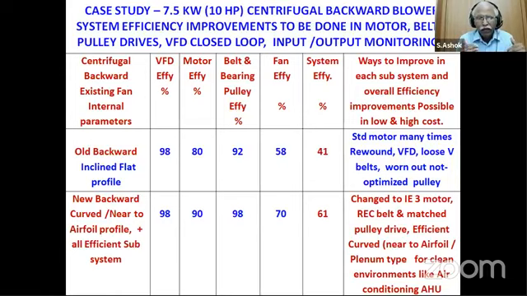the new backward impeller. The first AHU, the existing AHU, was having a standard motor, many times rewound, with belts and pulleys worn out, no optimized pulley ratio, and no VFD. In the second one, we are able to change the impeller to a near-airfoil profile. The previous one was almost a flat profile. This one is changed to an airfoil profile, and all the subsystems are improved, going for an IE3 motor, rock arc belts, matched pulley and drive, and VFD.